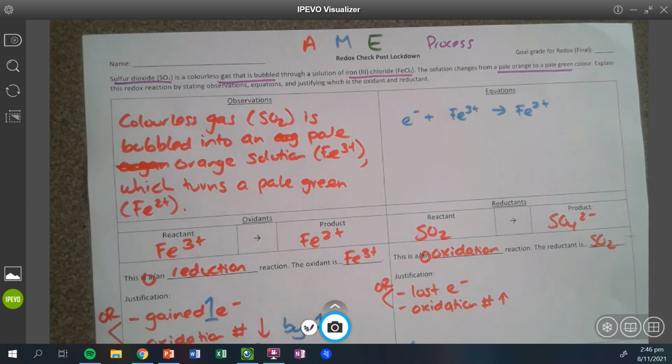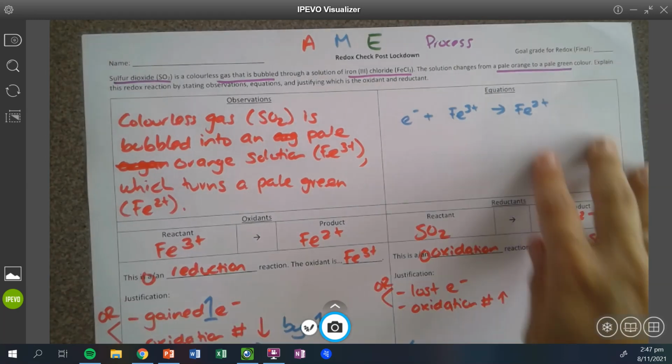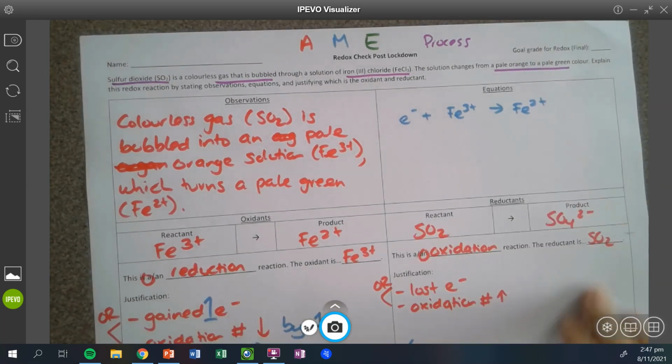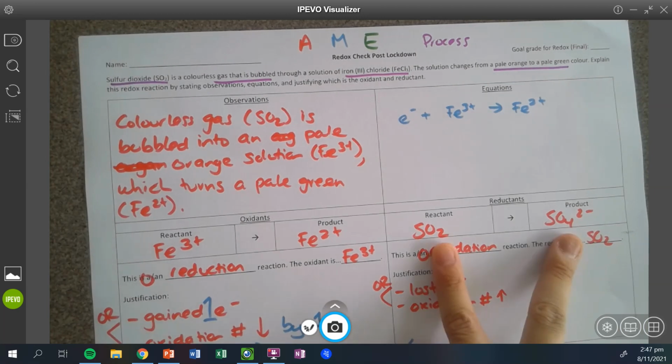Cool. For the excellence then, you can get these guys as well. This one I find is probably a bit harder. So usually if you're getting these ones with the balancing of oxygens and things like that, you're probably at the excellence level.